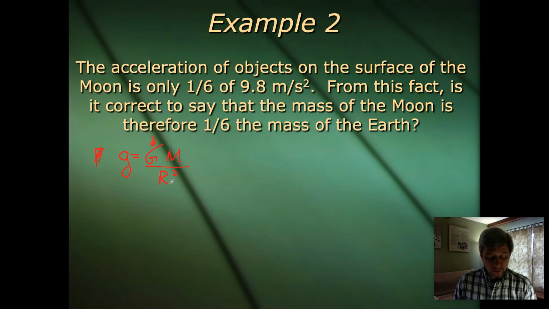The radius of the moon is only 1.74 times 10 to the 6th meter. So it's considerably smaller than the radius of the Earth, in fact less than 1/3 of the Earth's radius. And its mass is 7.36 times 10 to the 22nd kilograms, which is about 1/80th of the mass of the Earth. And so the answer here is no, it does not work out that way.